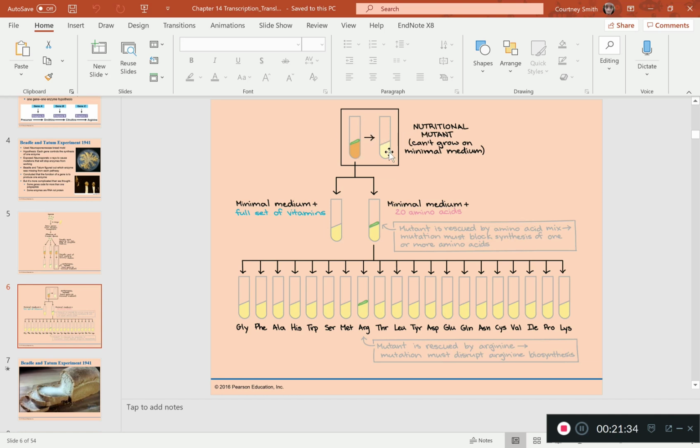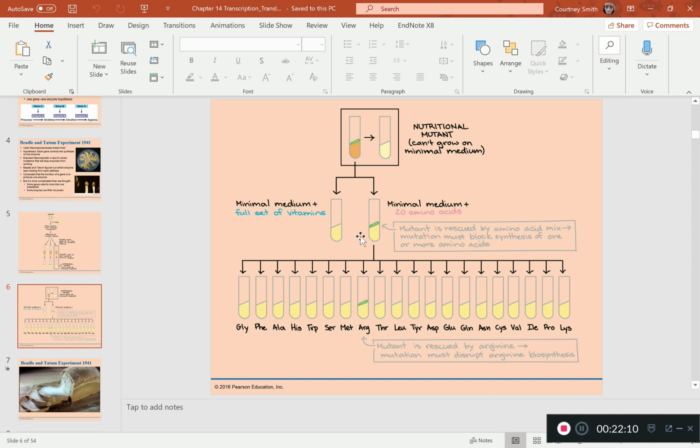What they did first was grow each mutant, and they gave each one a full set of vitamins. So they supplemented their medium. They either gave them a full set of vitamins, or a full set of amino acids. And from that, they saw that it was amino acid based. With amino acid based, we know that amino acids code for proteins and enzymes are protein based. So they continued with the amino acids.